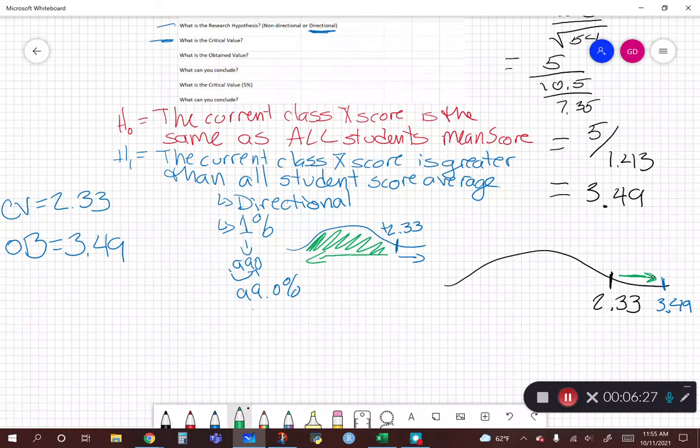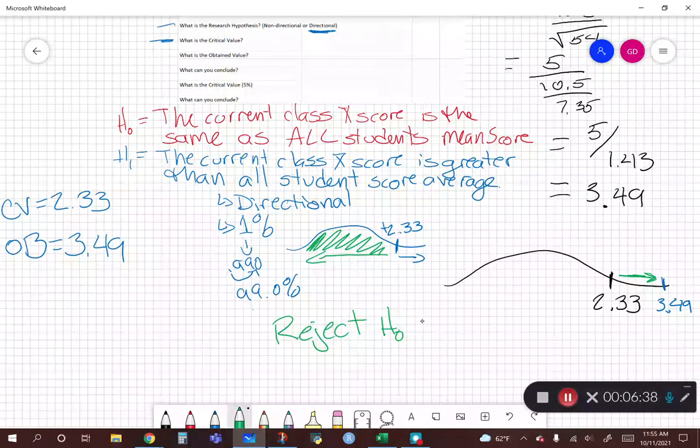So with that, we can reject our null and support our research hypothesis. So we can reject our null hypothesis and say that there is a statistically significant difference. In this case, the current class of students' mean score is statistically significantly greater than all students' average in the course. It's directional, so we can put it back in the words of that.